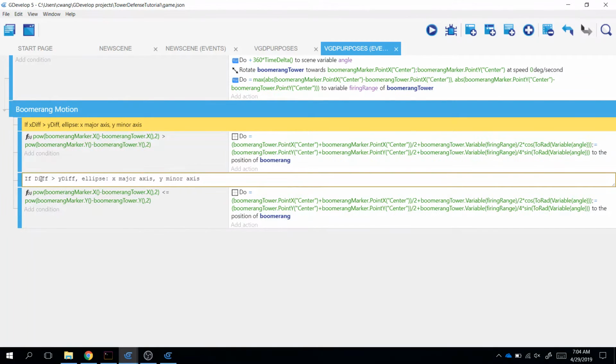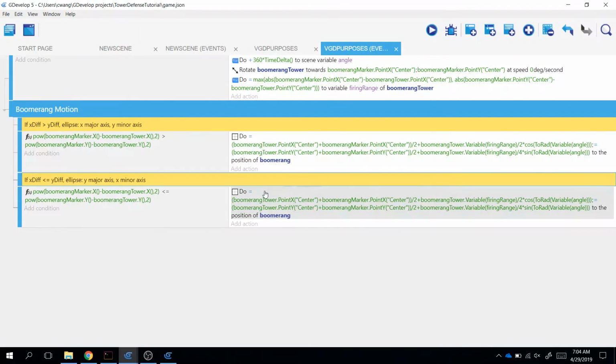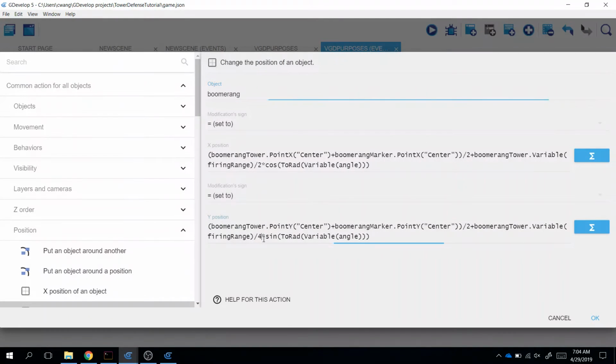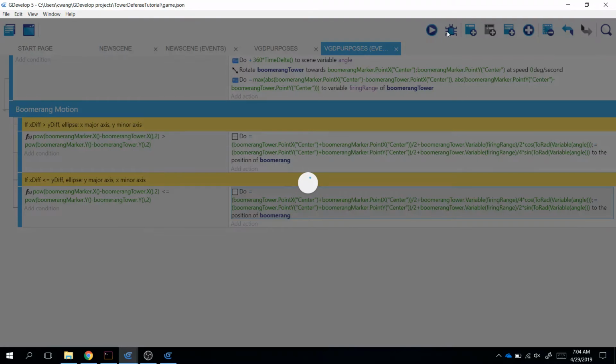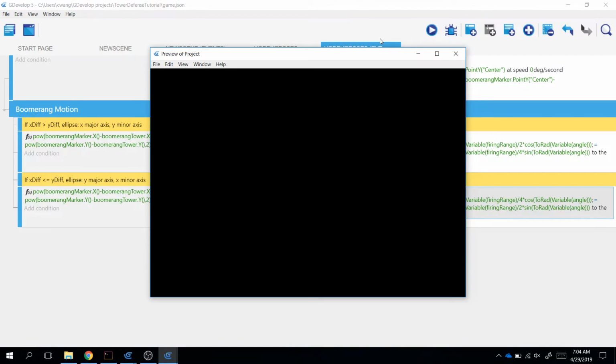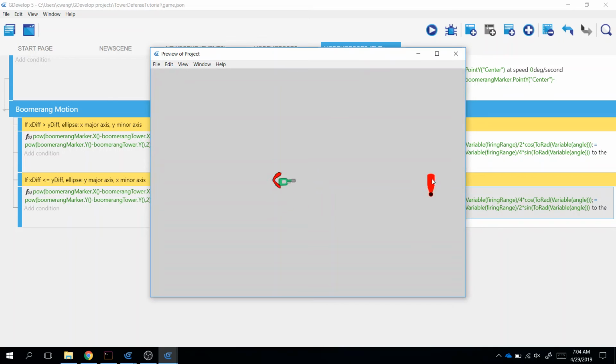So if y difference is greater or equal to, alright, let's just do it the same way. X difference is less than or equal to y difference. Y is major, X is minor. And this code looks fine. But for this one, I'm going to go ahead and keep this divided by 2 and this one divided by 4. So I switch it up. So if we try it, awesome.